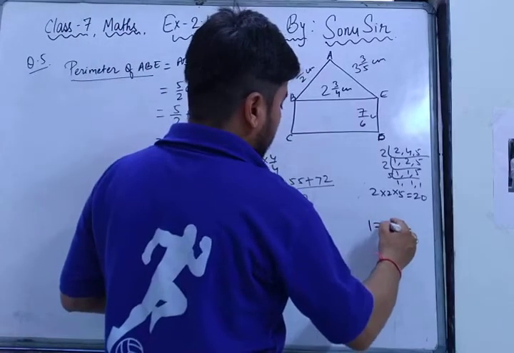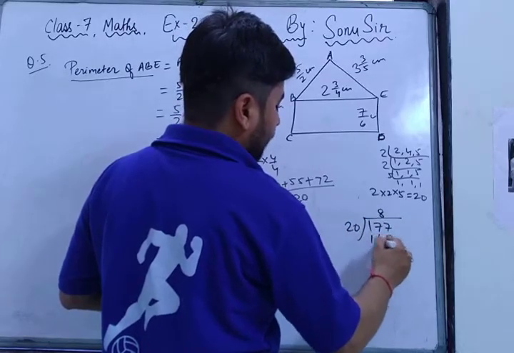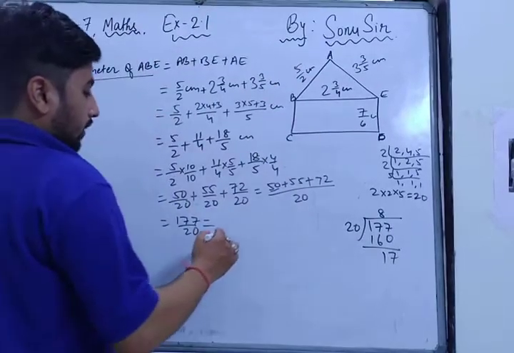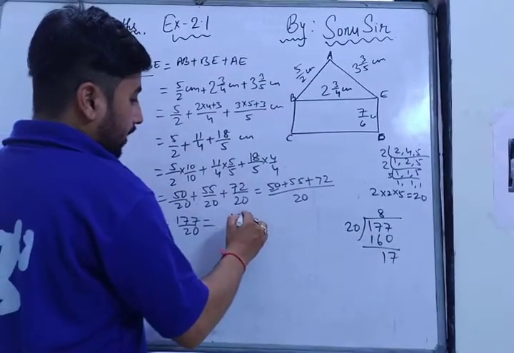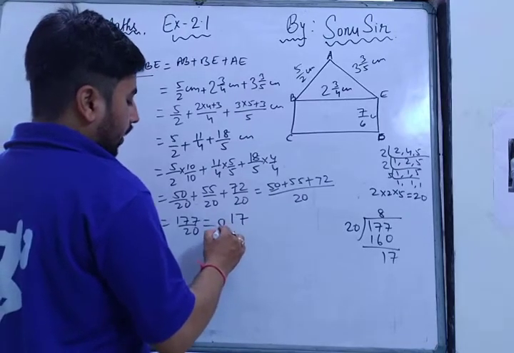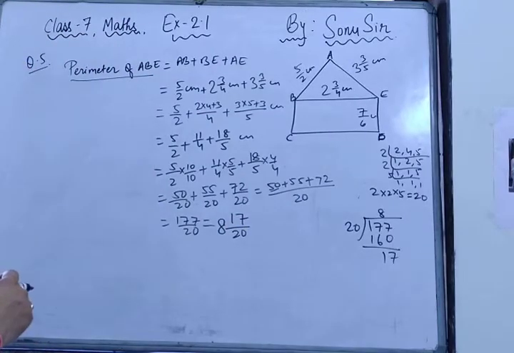177 divided by 20. 8 times 20 is 160. 177 minus 160 is 17. So what will you write here? 17 is your remainder, right? The quotient is 8. Got it? Are you understanding or not? So 8 and 17 upon 20 is your perimeter of the triangle.